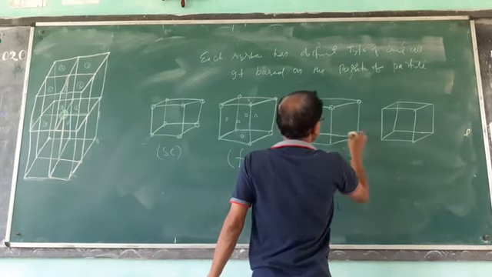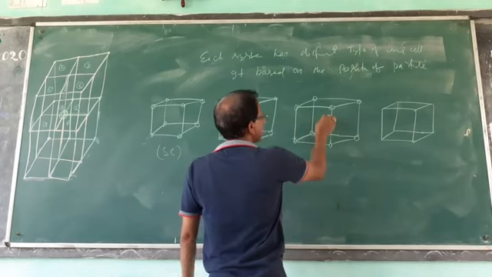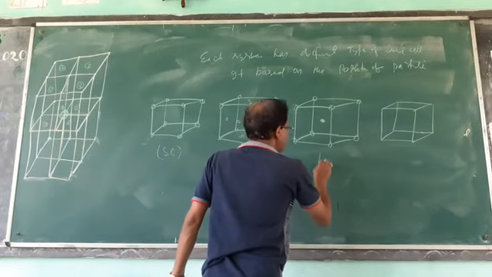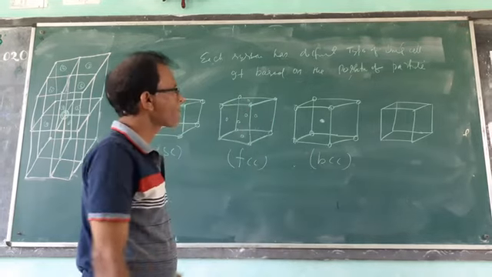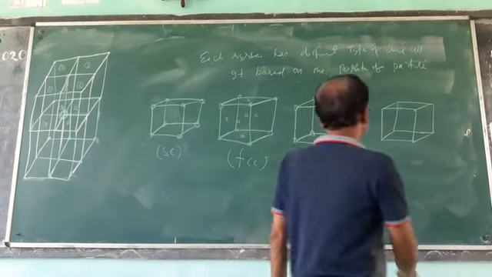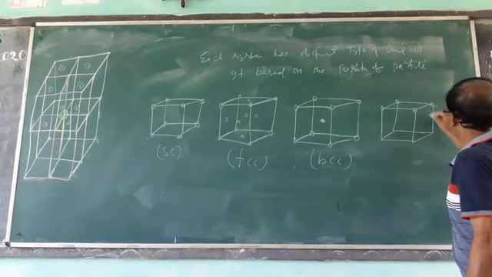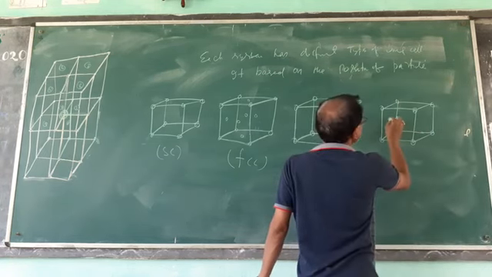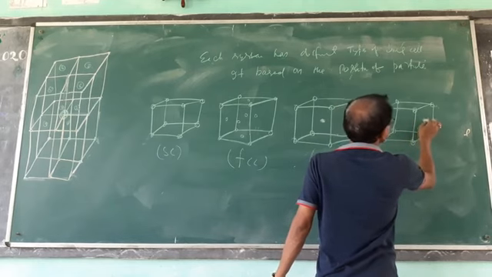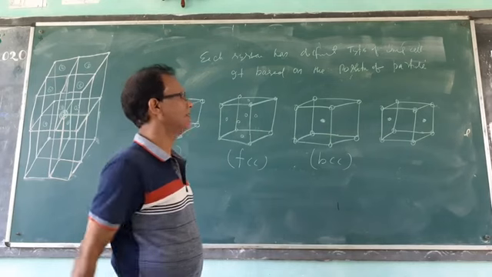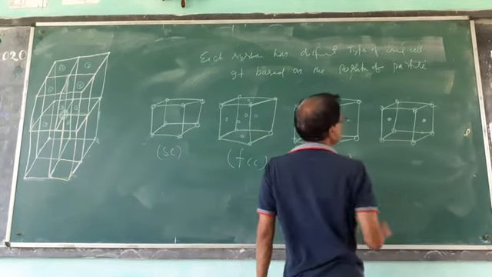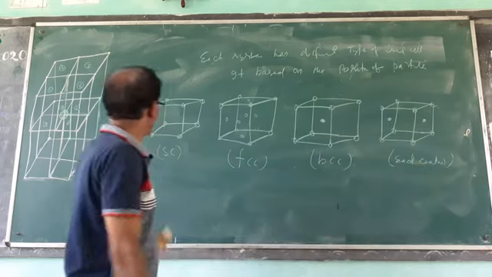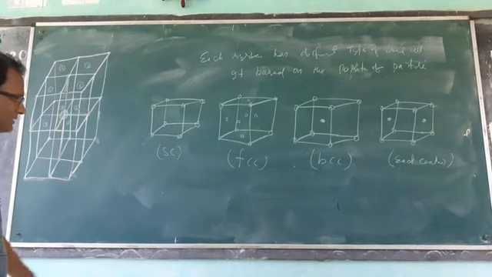If particles are at the corners and at the center of the cube, it is called body-centered cubic, BCC. Another type of unit cell is possible with corners and two opposite faces, depending upon the shape of the cuboid. So this is called end-centered. So these are some different types of unit cell.